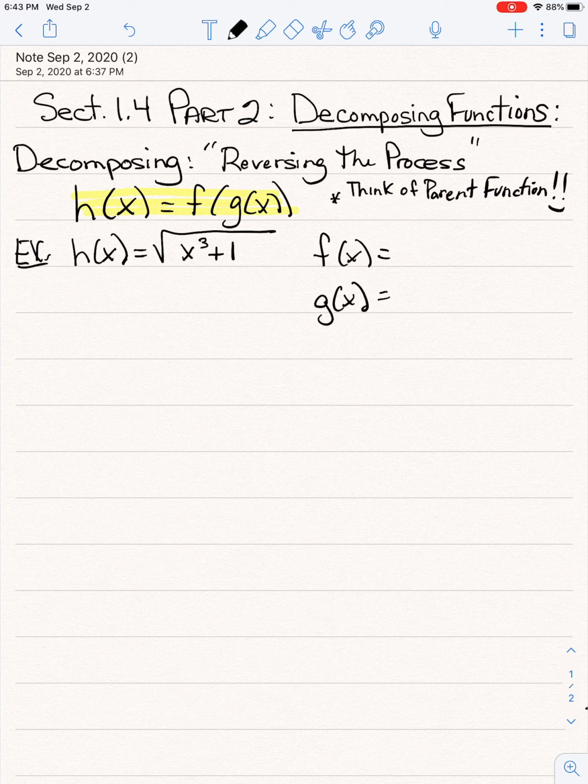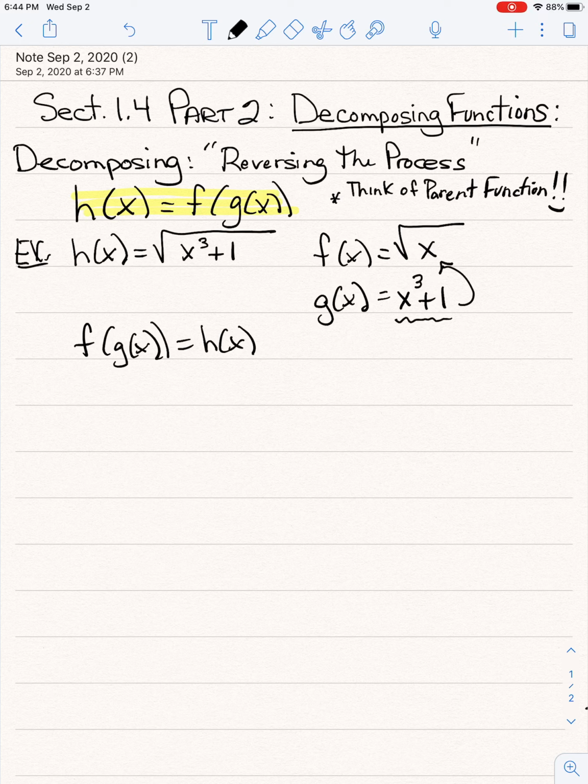Okay, so in this case, let's suppose I came up with f of x is the square root of x. So if that's the case, then g of x would have to be x to the third plus 1. The idea being, if you do f of g of x, we get h of x. Okay, so in other words, if we take this x cubed plus 1, substitute it in up here for x, sure enough, we're going to end up with the square root of x to the third plus 1.